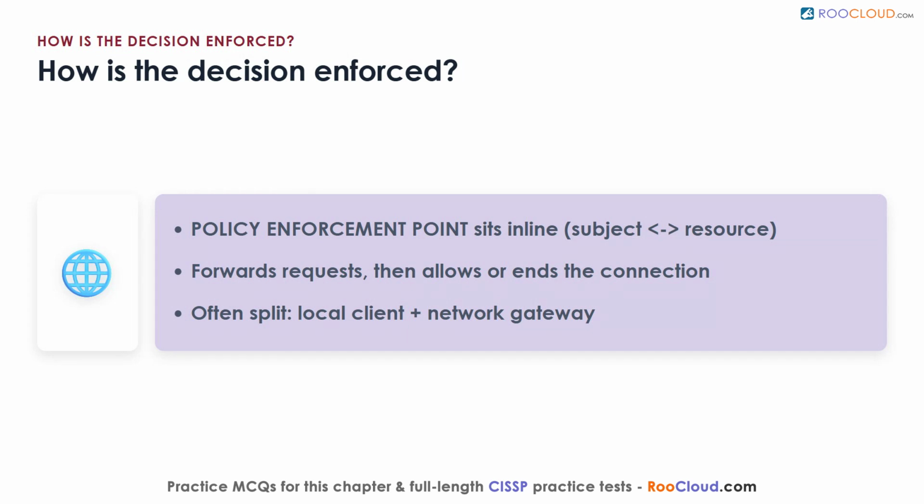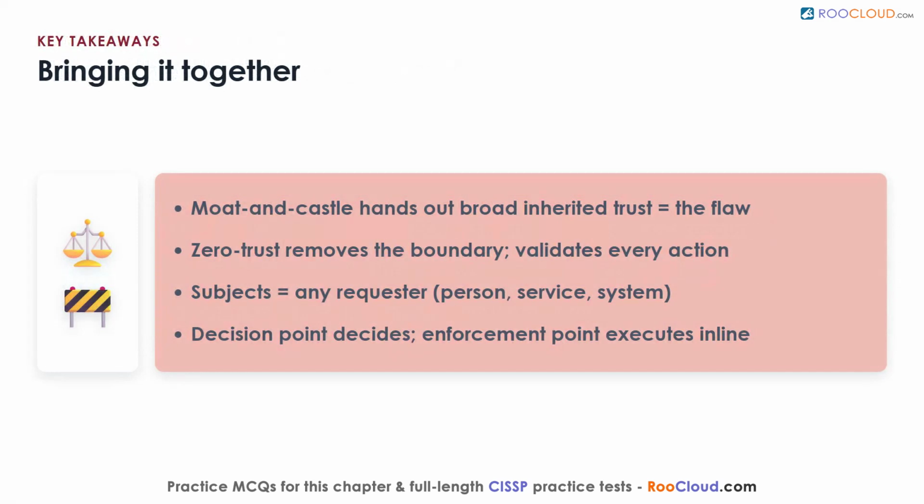In practice, it is often split into two pieces, a local piece near the subject, like a client or app, and a gateway piece along the network path to the resource. Think of the decision point as the judge and the enforcement point as the officer at the door who carries out the ruling.